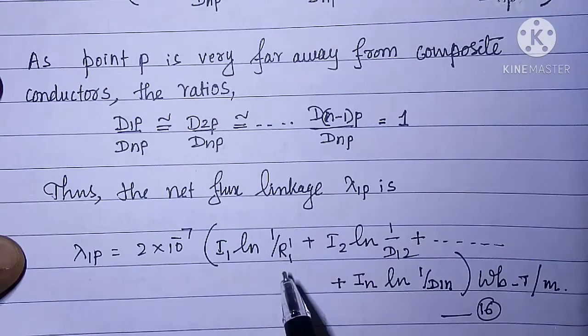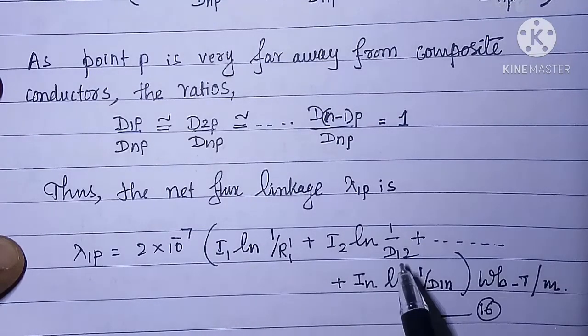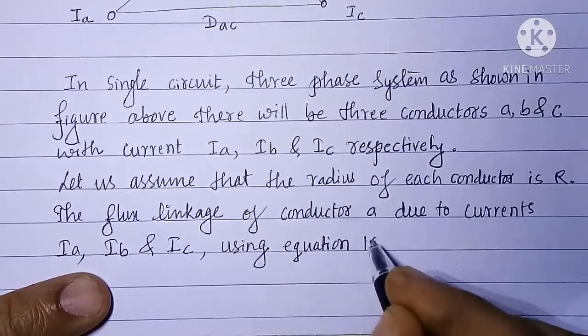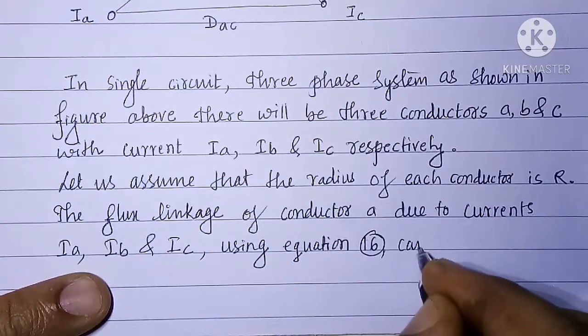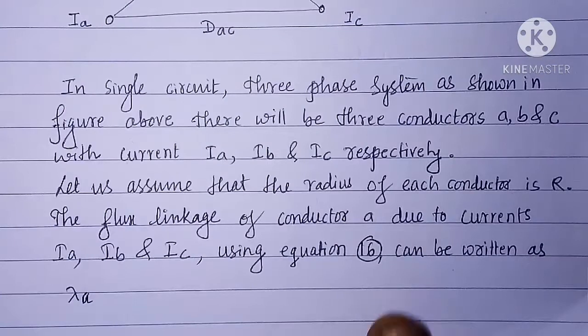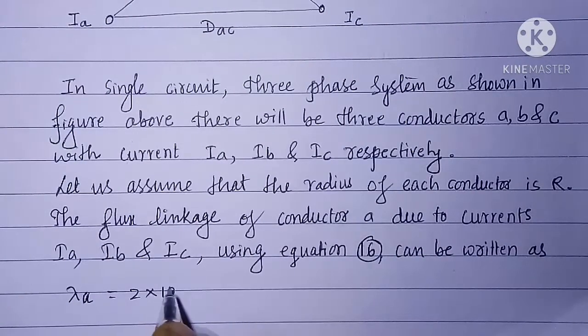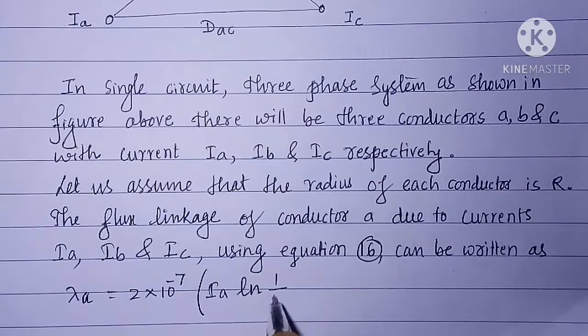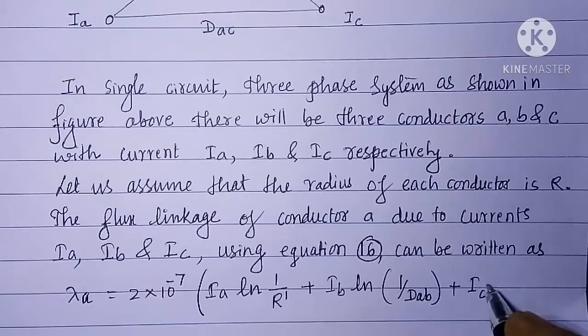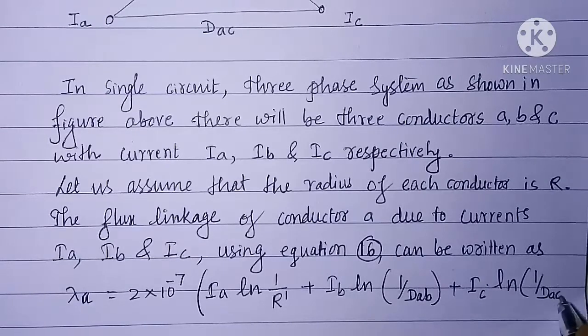R1 dash will be R dash, D12 will be DAB and D13 will be equal to DAC. (16) can be written as lambda A equal to 2 into 10 raised to minus 7 into the bracket IA into ln of 1 upon R dash plus IB into ln of 1 upon DAB plus IC into ln of 1 upon DAC.